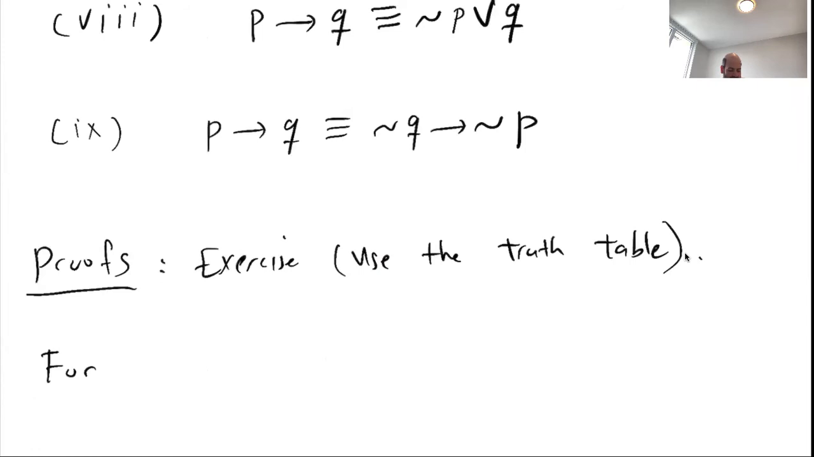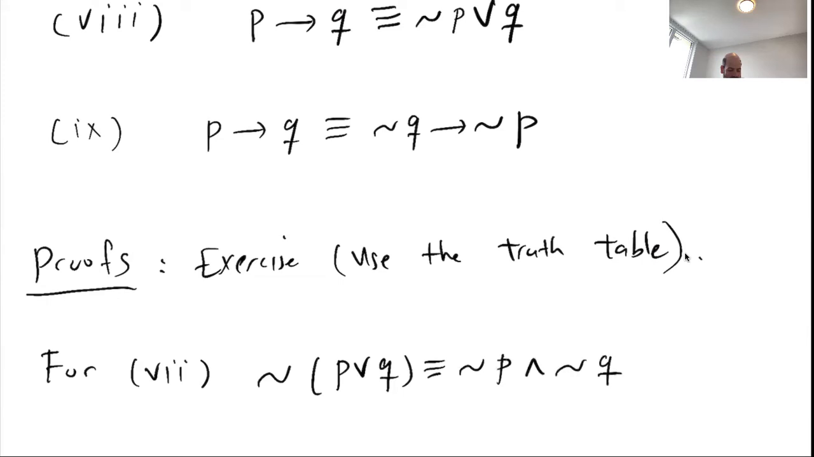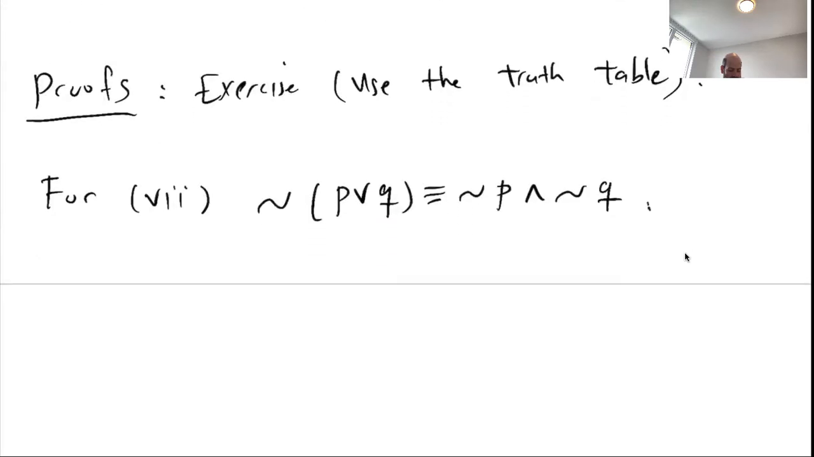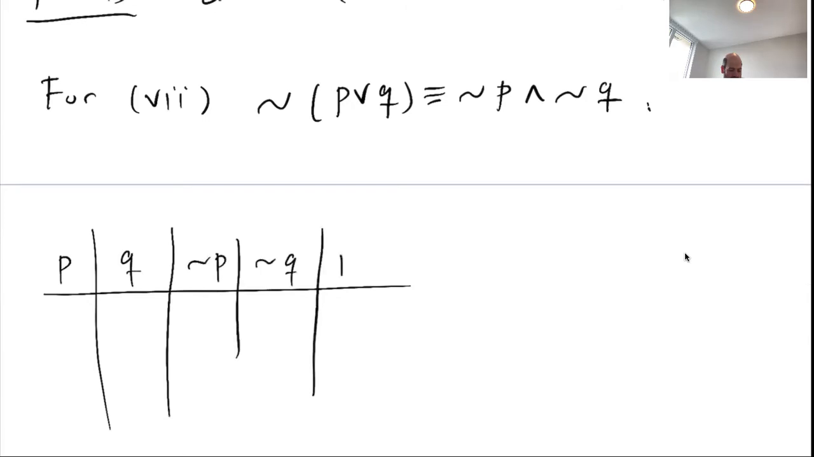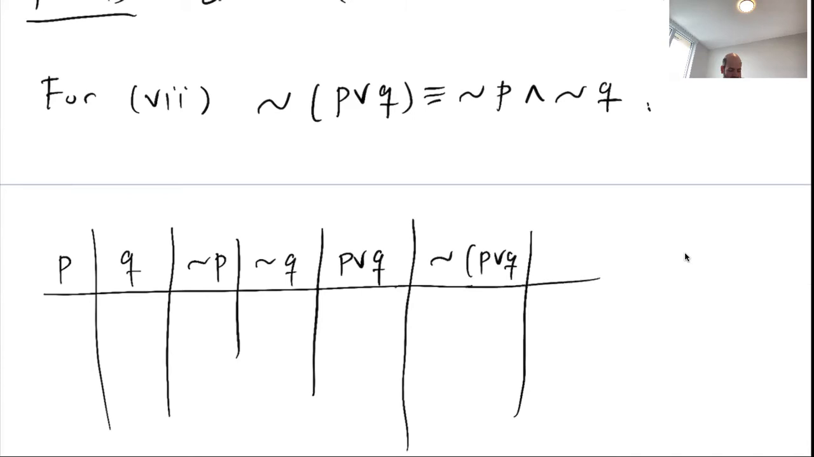For 7, negation of P or Q is logically equivalent with negation P and negation Q. So I can draw the table: P, Q, negation P, negation Q, P or Q, negation of P or Q, and negation P and negation Q.